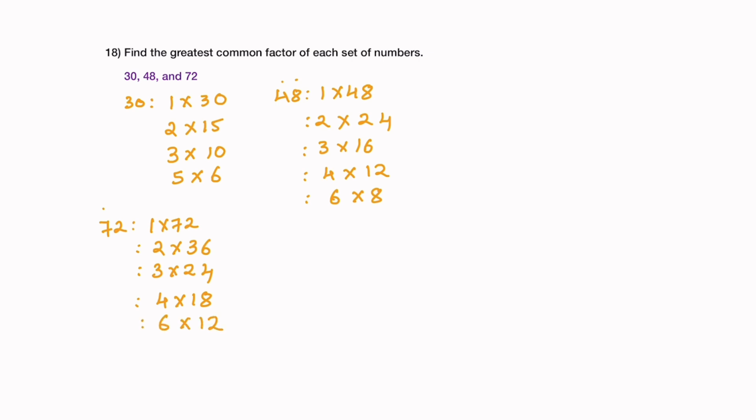6 times 12. 7, no. 8, of course. 8 times 9. And we end here. So we know all the factors now. So let's list down all the factors.